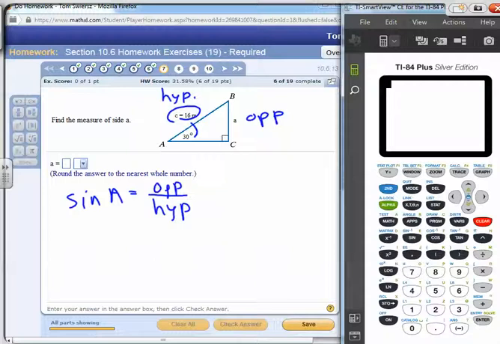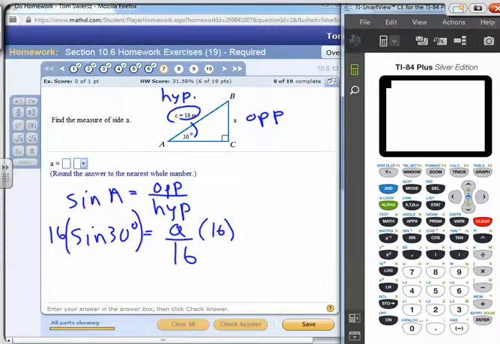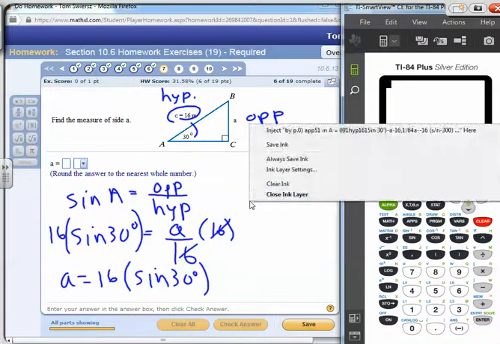So sine of angle A is the side opposite over the hypotenuse. Let's put in what we have. Sine of 30 degrees is equal to the side opposite, which we're trying to find, A, over C, the hypotenuse, which is 16. Multiply both sides by 16. It cancels here, and we get A is equal to 16 times the sine of 30 degrees. And so there's our answer. Well, we'll put it in the calculator. 16 times the sine of 30 degrees.